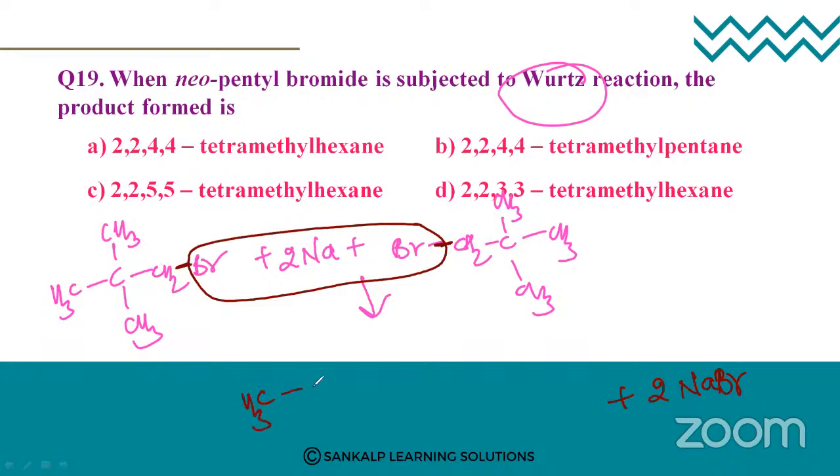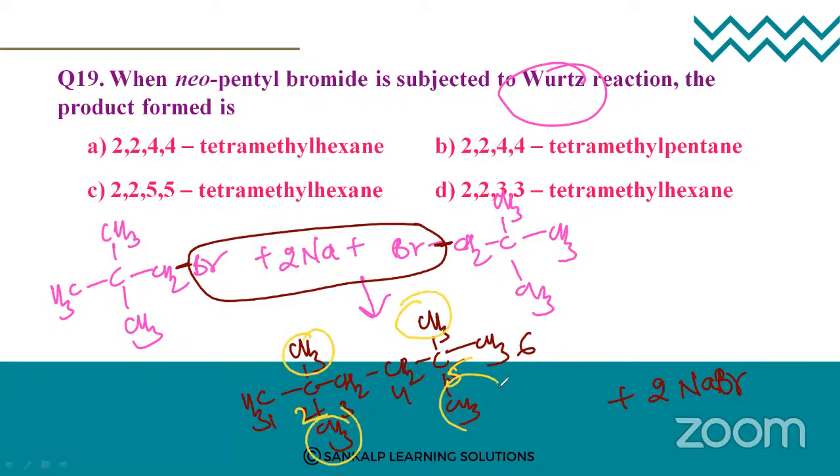So what will be the structure? Write it: CH3, C, CH3, CH3, CH2, then CH2, C, CH3, CH3. Now write the name. So this is 1, 2, 3, 4, 5, 6. What is the name? There are methyl groups at 2, 2 and at 5, 5. You have 4, so it is tetra, and the group is methyl. So 2, 2, 5, 5.